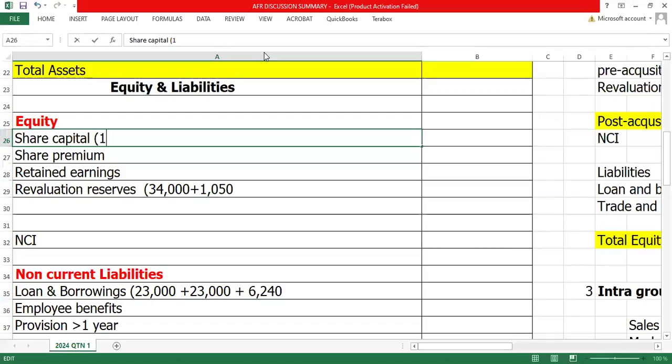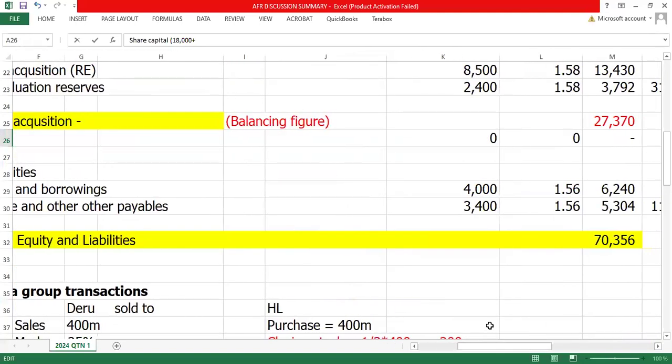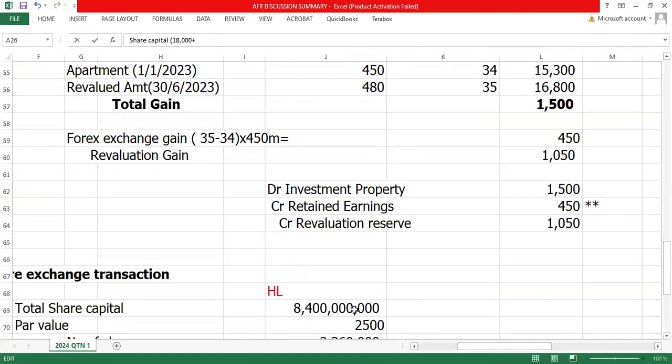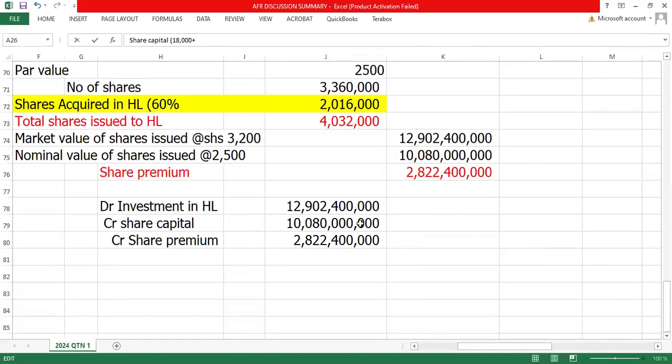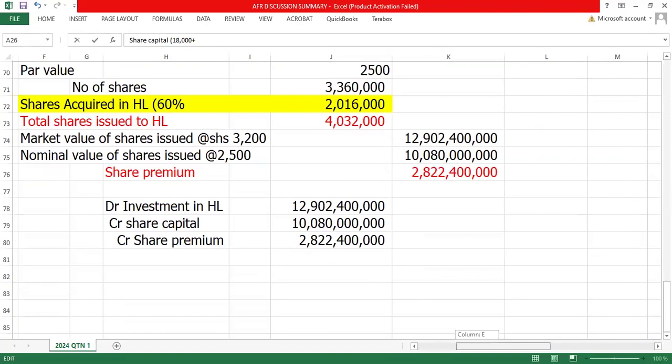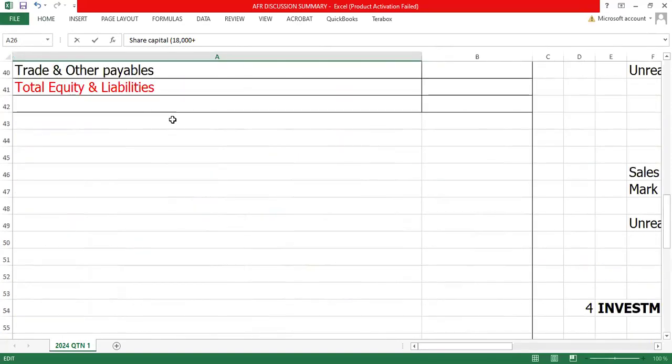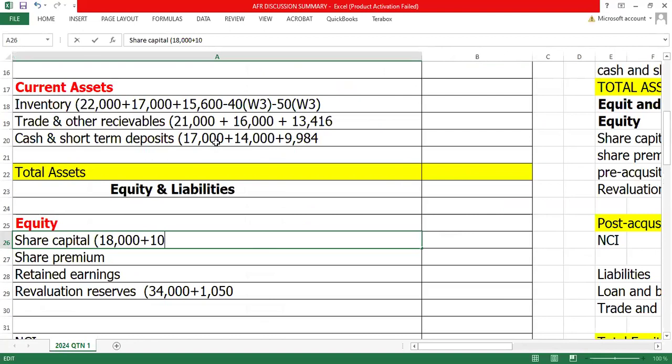You get that 18,000. Then plus, are you seeing the share capital in your credit side? Plus this share capital, which is 1080. Is it 1080? Yes. All right, and that's all.